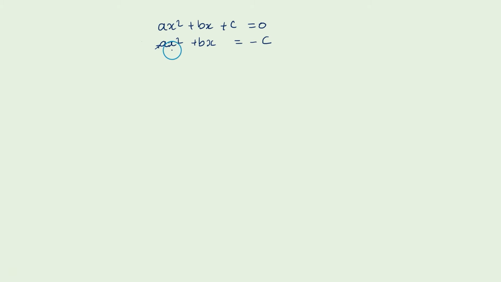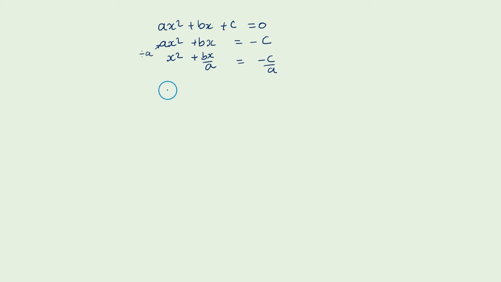Now we need to use completing the square, but we can't have this a here. We need to make sure we just have one x squared. So I'm going to divide by a throughout. That will give me x squared plus bx over a equals negative c over a.